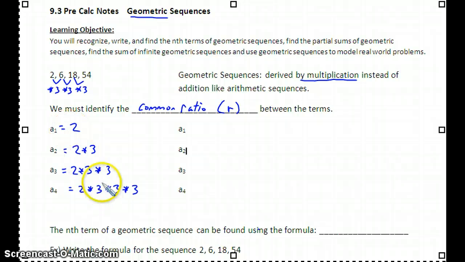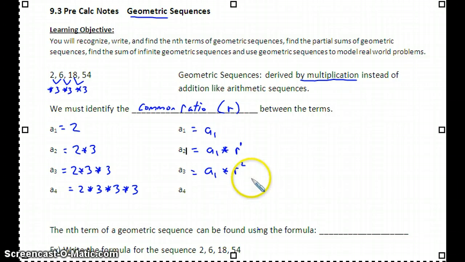So how are we getting this? Well, our first term of the sequence is just our first term. Our second term was the first term times the common ratio 1 time. The third term was the first term times 2 of the common ratios, so it would be the common ratio squared, not 2 times the common ratio. And finally the fourth one was a sub 1 times 3 of these common ratios, so it would be the common ratio raised to the third power.